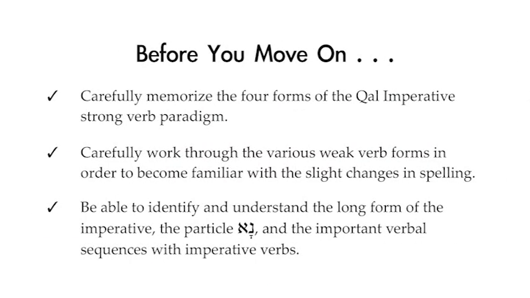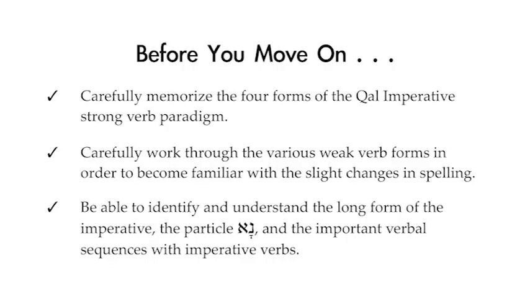So before you move on, what must you do or know? First, carefully memorize the four forms of the Qal imperative strong verb paradigm. It should be easy because it's derived from the imperfect. Carefully work through the various weak verb forms in order to become familiar with the slight changes in spelling. Again, the types of changes that are experienced there are similar to what we had with the imperfect. The difficulty is going to be reconstructing verbal roots that lose a root letter and the diagnostic features that we would normally reconstruct a verb with.